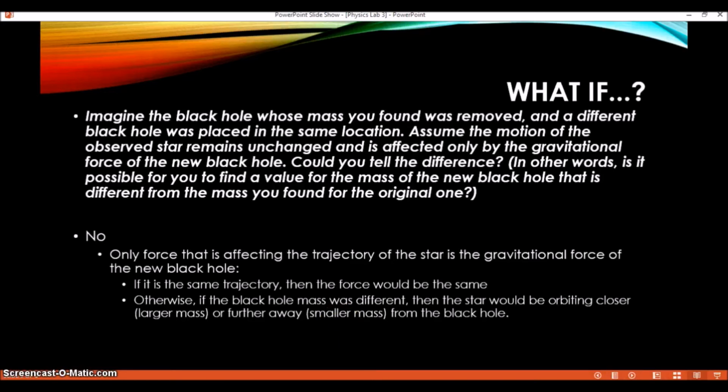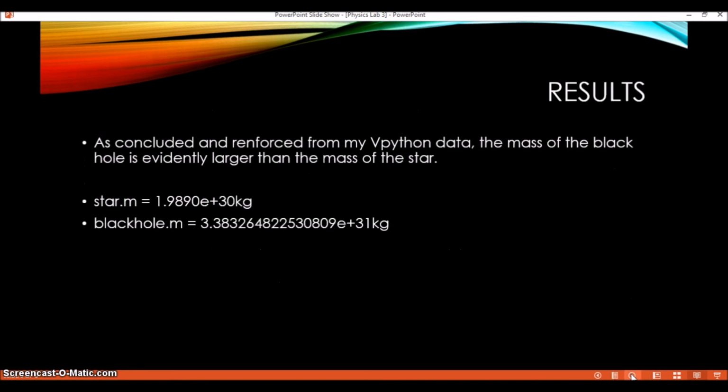Because it's the only force acting on the star, we can assume that there will be no difference, and it will be impossible to tell the difference between the two. So as a result, as concluded and reinforced from my VPython data, the mass of the black hole is evidently larger than the mass of the star. In fact, it's about 10 times larger. Thank you.